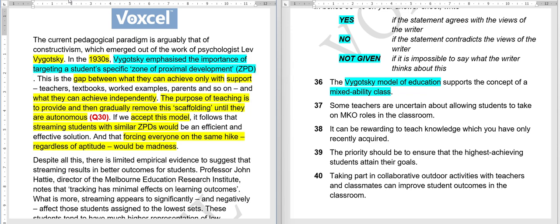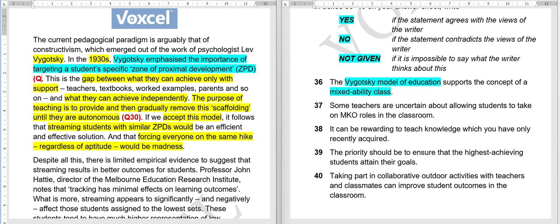Let me just write the question number here. So you will have around 10 seconds to tell me the answer to this particular question number 36. Is it yes, no, or not given? And the time starts now. Okay, time's up. And the answer to this particular question is no. I hope you arrived at this particular answer.